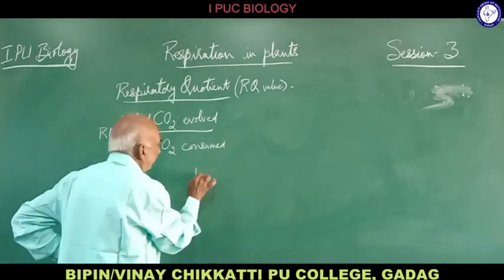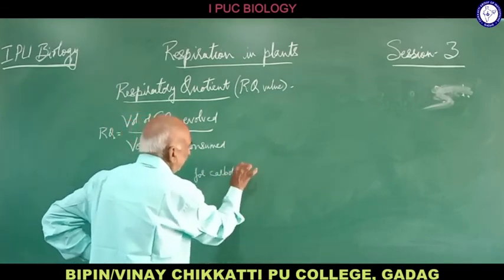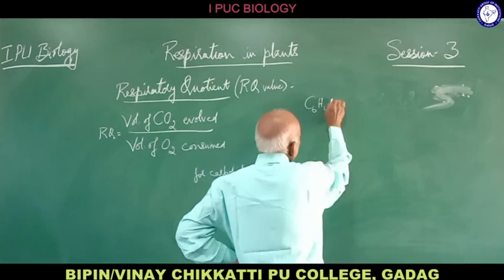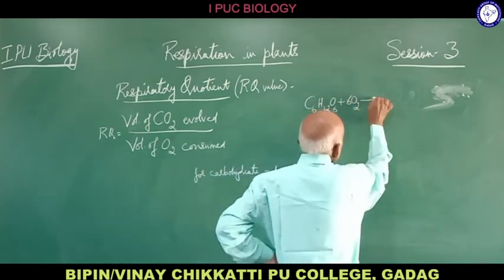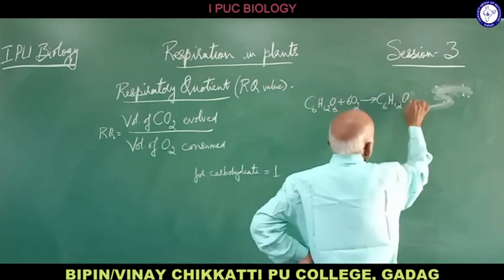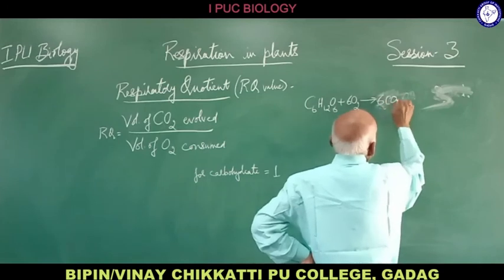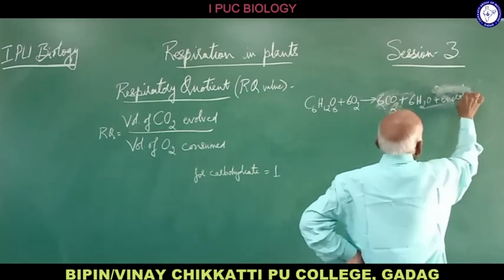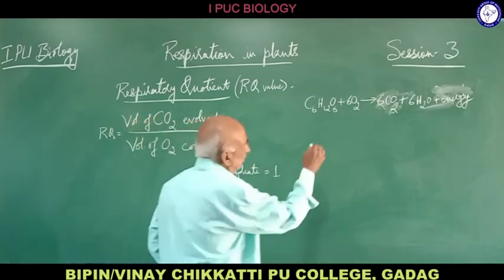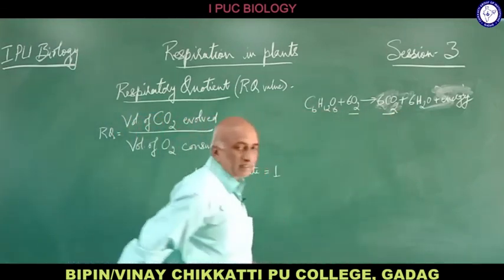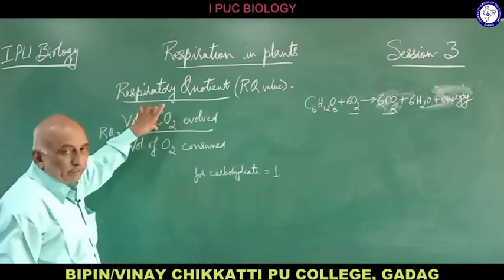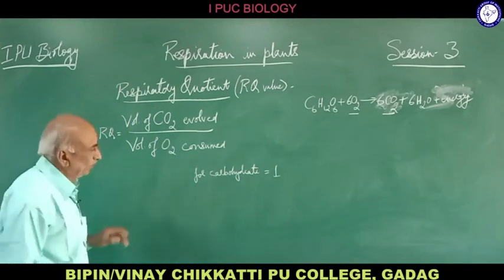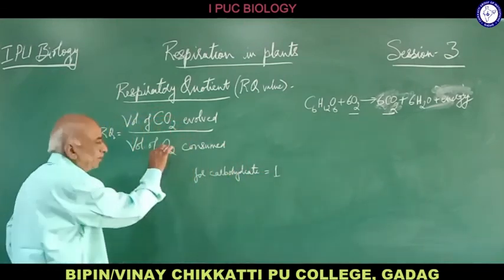For any carbohydrate you take, the RQ value is always 1. So when you study the equation of the respiratory reaction, 6 CO2 plus 6 H2O plus energy. This is the equation of aerobic respiration. So the volume of oxygen and the volume of carbon dioxide is taken into consideration. The ratio of the volume of the carbon dioxide released to the volume of the oxygen consumed is called respiratory quotient or RQ value. For any carbohydrate, it is always 1. That means the volume of these two are equal.